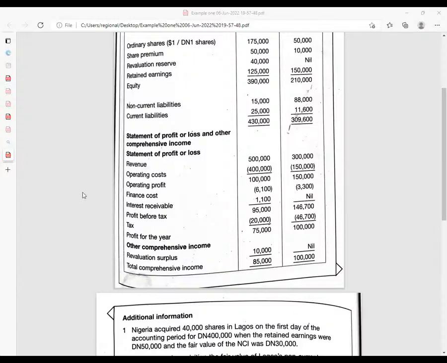So under other comprehensive income, ladies and gentlemen, what else have they given us there? Under other comprehensive income, I have revaluation surplus. And I'll be bringing here the group exchange gain. Very important. Group exchange gain, for me to be able to get what we call the total comprehensive income.